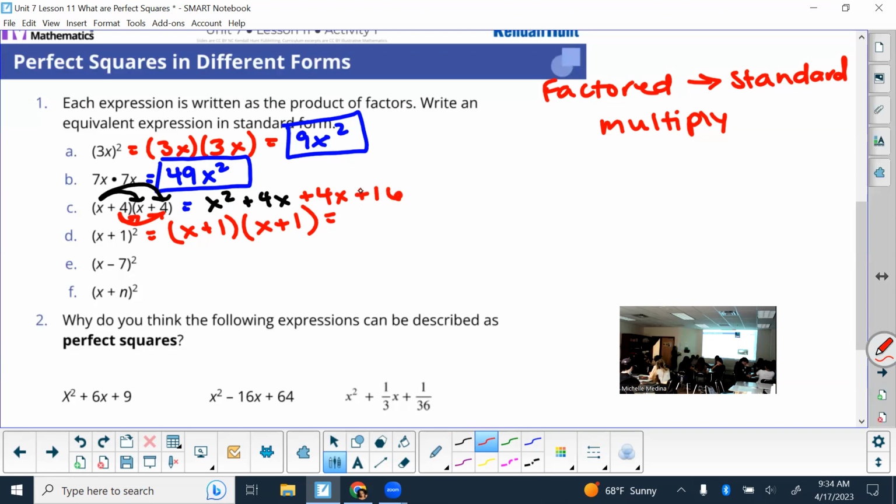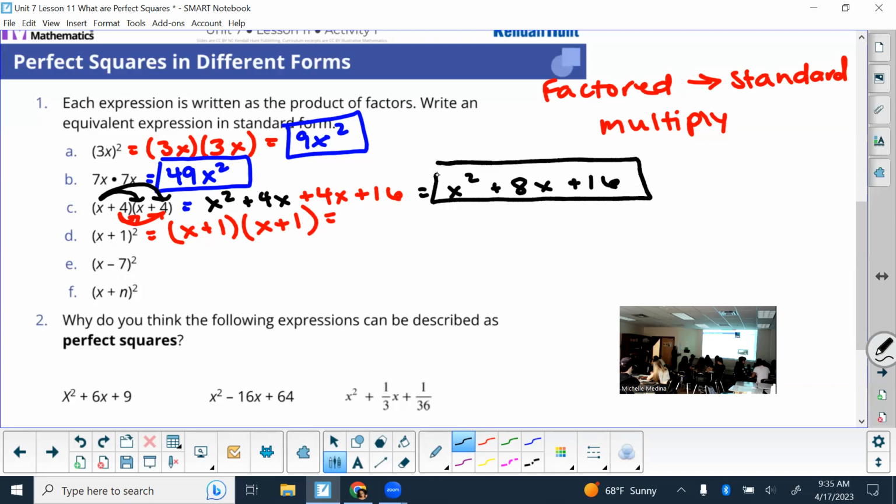So combine like terms, table 4, what are my like terms? The 4x's, combine them and we get 8x. So my final answer is x squared plus 8x plus 16. Questions on that? Okay.